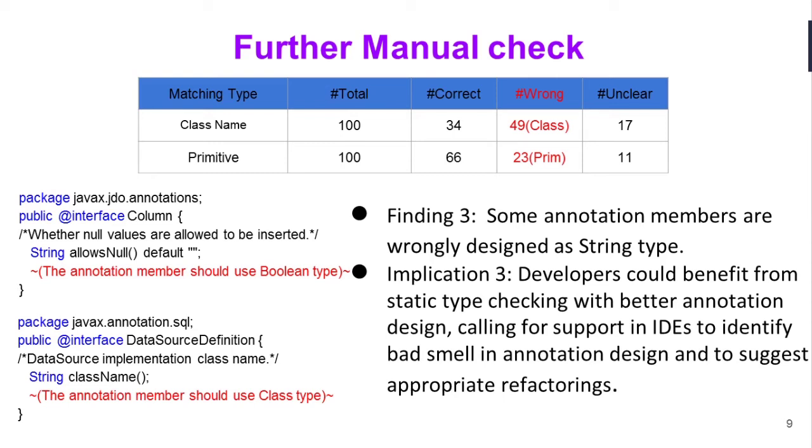We here show two examples. Compilers can't type check the string content, and it's easy for developers to make type errors when writing the string content or forget to update the string content after software evolution. The implication is it will be good for IDEs to provide support to identify bad smells in annotation design and suggest appropriate refactorings. Thus, developers could benefit from better static type checking.